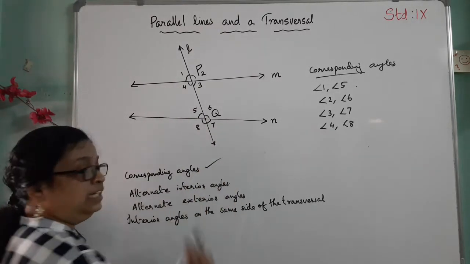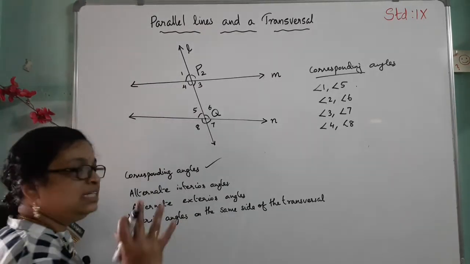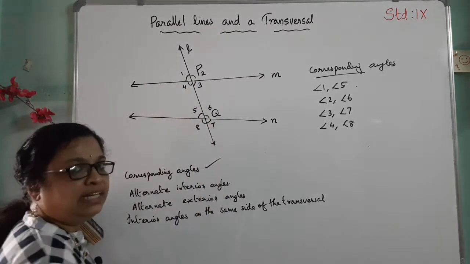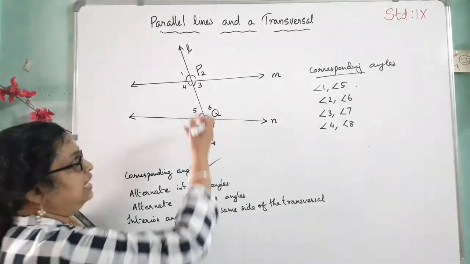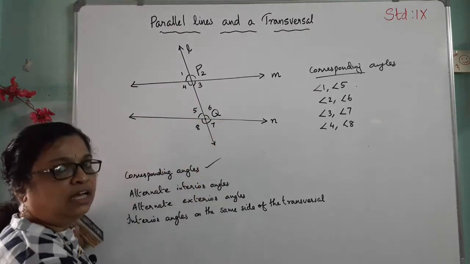Then alternate interior angles. Interior means inside. 3, 4, 5, 6 are the inside angles. Then alternate means on both sides of the transversal. That is, one is on the left, then the next is on the right.